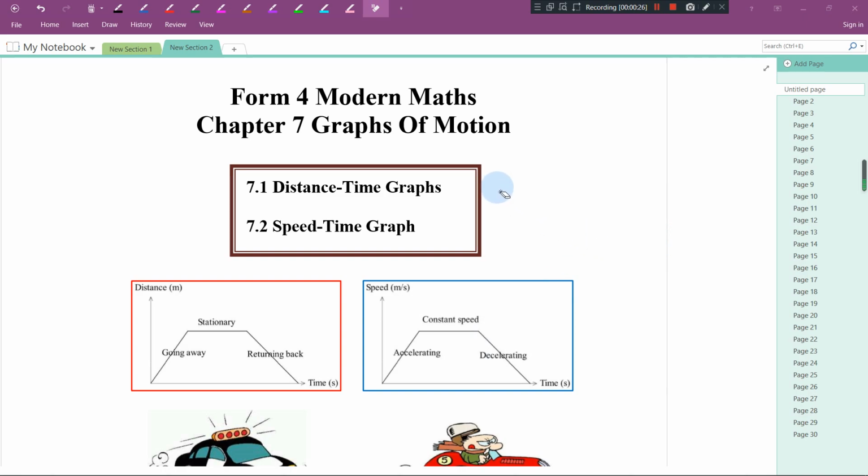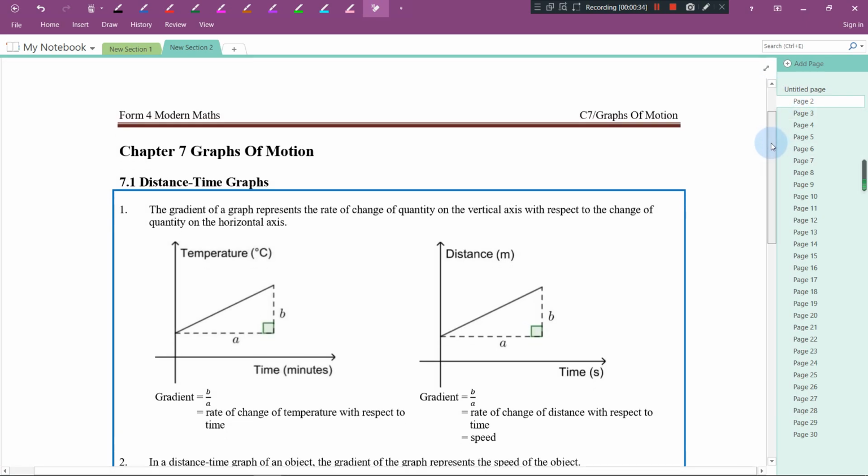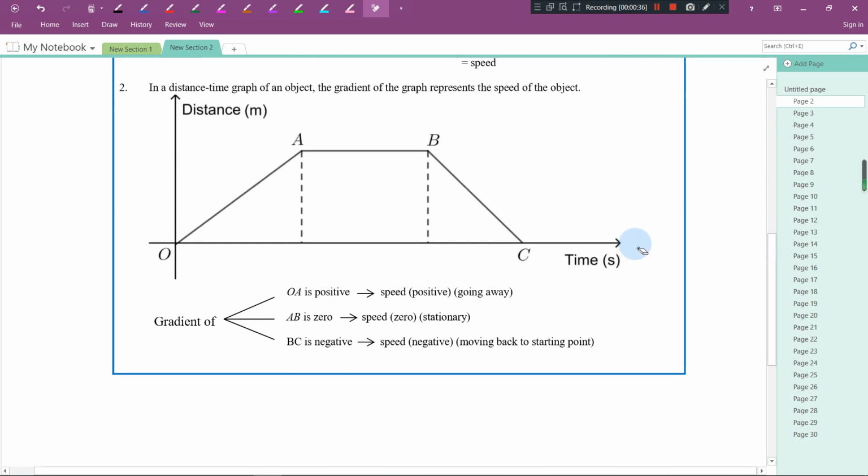Okay, so in this video we are going to focus on 7.1, distance against time graph. Before I show you some examples, let's look at this graph first. Now I have a graph, distance against time. It is very important when you are given a graph to look carefully at the y-axis and the x-axis, what they represent, and also the unit here. So this is meter, this is second. What information can we get from this graph?